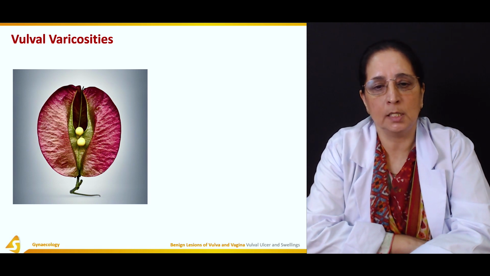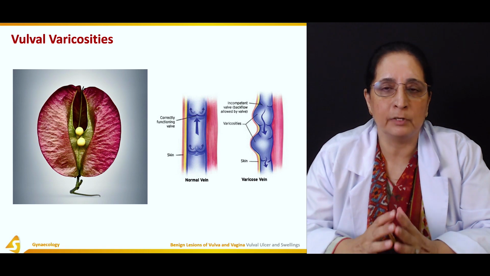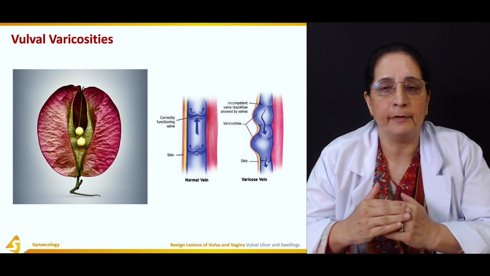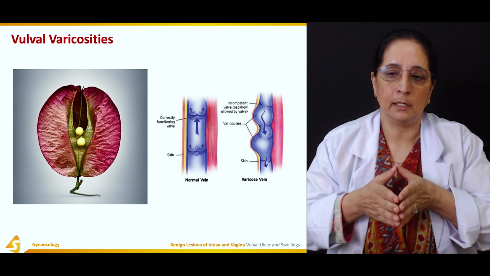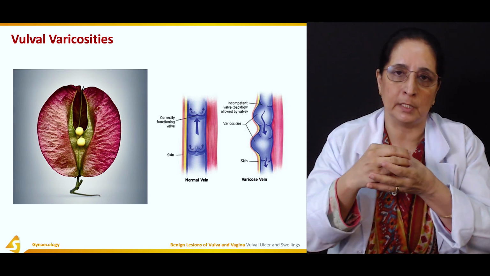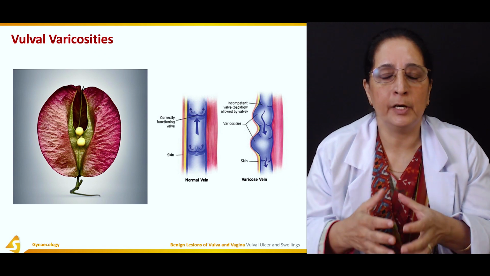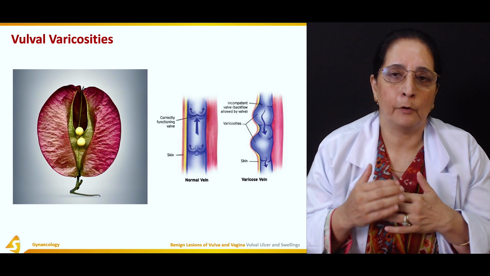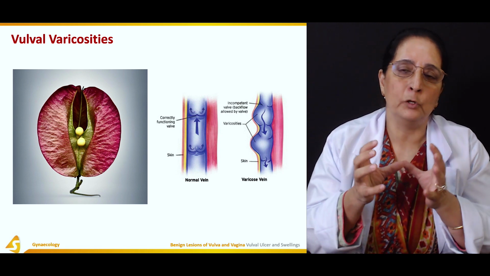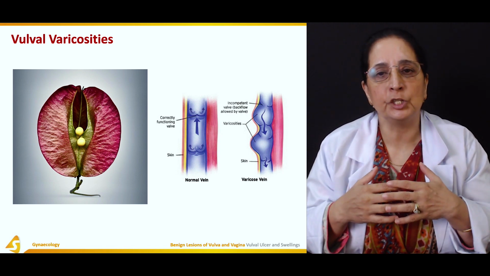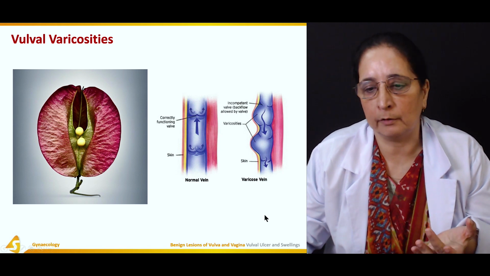Next, vulval varicosities. What's a varicosity or varicose vein? Varicose veins are veins which are not functioning properly. Veins have valves, and the function of these valves is to prevent backflow. So once the fluid passes through the valve, the valve closes and it prevents the backflow of the fluid or the blood. What happens in varicose veins? There is a problem in the valves, and the valves become incompetent and they are not closing properly. So the blood that flows through comes back and it causes dilation of the veins, and the veins become dilated and tortuous. So that's the varicosity or varicose veins.